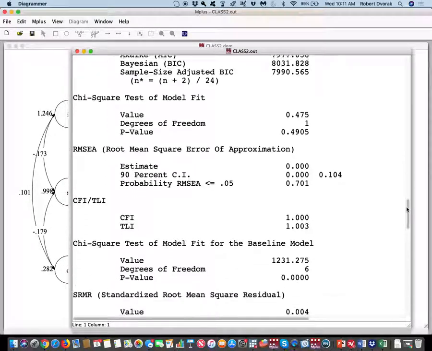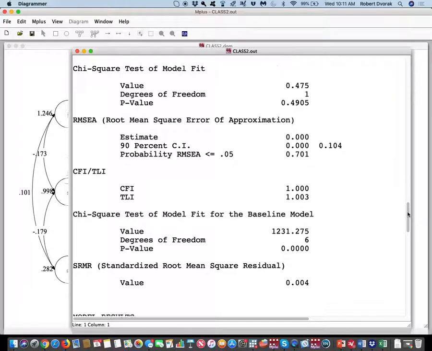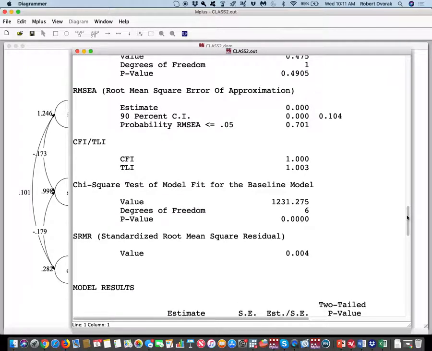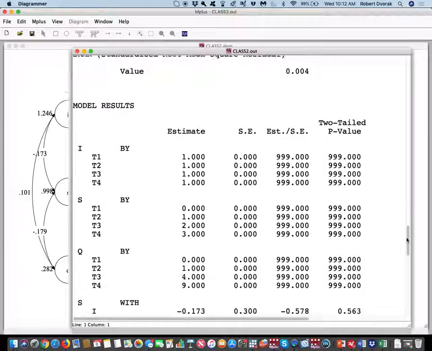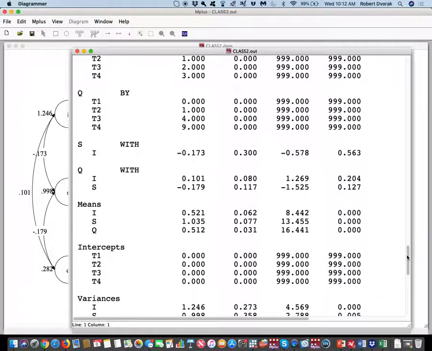Model estimation terminated normally. What was our chi-square before? I think it was 324. And what were our degrees of freedom? I think it was 5. So we've lost 4 degrees of freedom, and our chi-square has dropped by, let's call it 323. Is that significant? 323 for 4 degrees of freedom? Yeah, you can look that up, but you don't need to look that up.